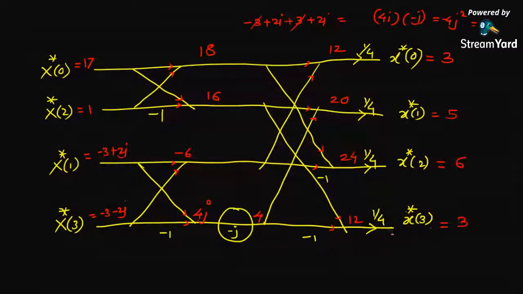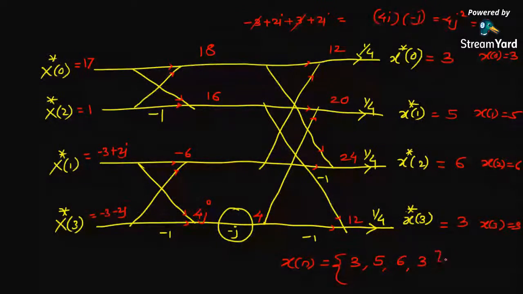So what is the answer? This is a complex conjugate. Even if you take x of 0, because there is no imaginary part, the answer will be 3. So x of 1 is equal to 5. X of 2 is equal to 6. And x of 3 is equal to 3. Okay. So the answer, x of n, we got it as 3, 5, 6, 3, by using the inverse DIT-FFT flow graph.